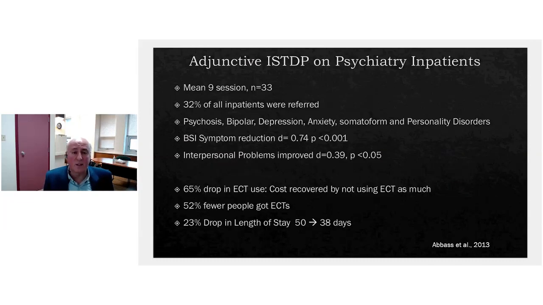Using it as an adjunct on inpatients for psychiatry, 9 sessions, 32% of all the inpatients were referred, a third of them basically. They had all these conditions here. So again, this is an adjunct. This isn't the whole treatment. This is helping the person deal with their attachment-related problems. Symptoms reduced significantly. Interpersonal problems reduced the same kind of modest size. Almost a 2/3 drop in ECT use on that ward, such that the cost was recovered by not having to use ECT as much, paid for the psychologist that was working on the ward. 52% fewer people had ECTs in that follow-up interval of 18 months. And there was a 23% drop in length of stay.